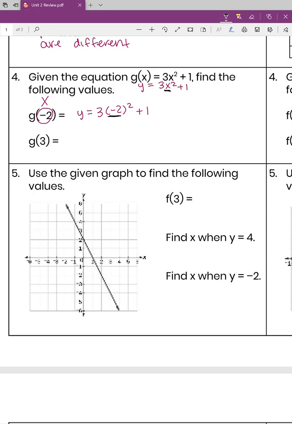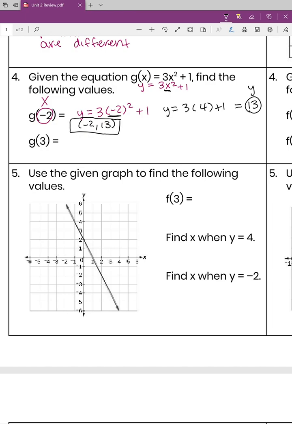Okay, and then I solve. Negative 2 squared is the same as negative 2 times negative 2, which is 4. So I have y equals 3 times 4 plus 1. And then 3 times 4 is 12, and 12 plus 1 is 13. So my answer is 13. If I was to write this as a coordinate point, this is my y value. And remember that negative 2 was my x value. So the point is going to be negative 2, 13. So that's my answer.